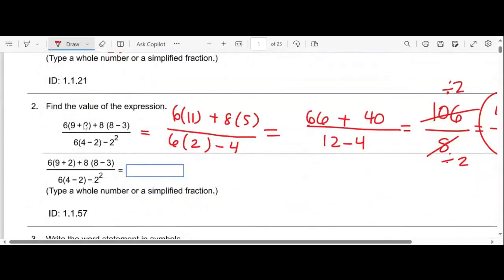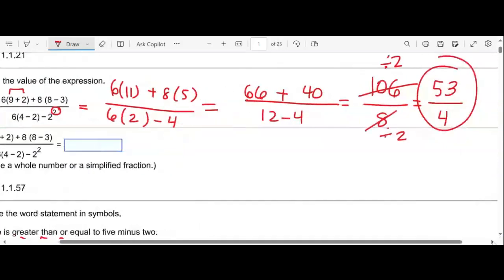Here you have to do the inside parentheses first, and you also do the exponent. So parentheses come first, then exponent. Okay? Then what's after that? Multiplication or division, whichever comes first, and then addition or subtraction, whichever comes first. So those are the steps. At the end, what are you going to get? 53 over 4.